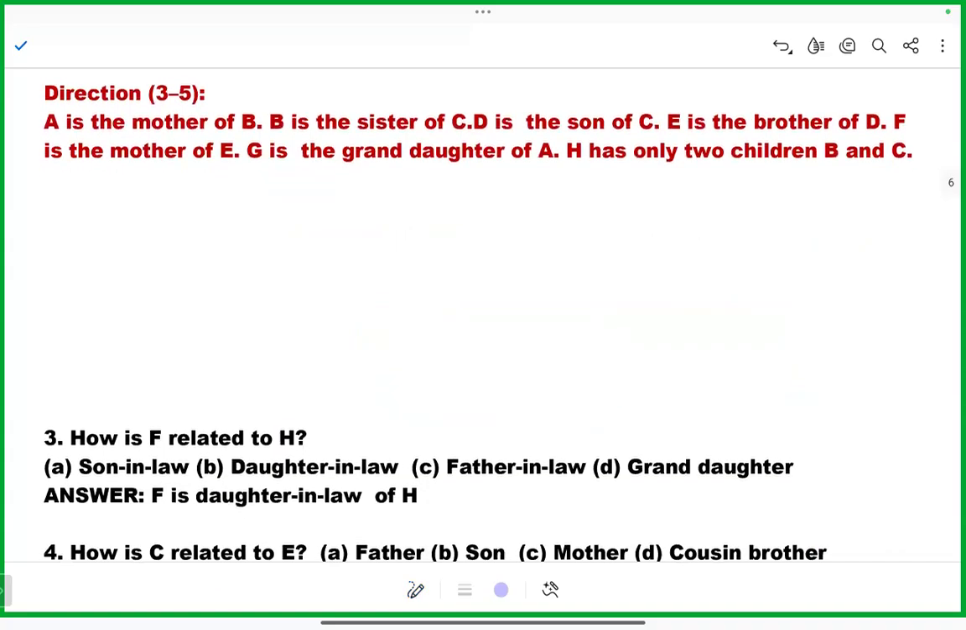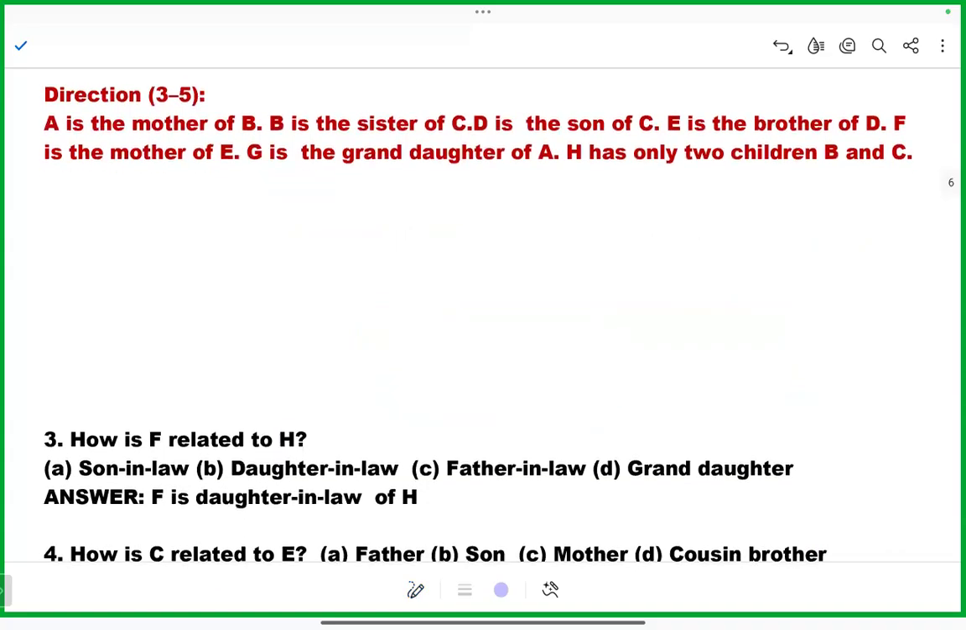Okay, so there are multiple questions here. Let's take it slowly. A is the mother of B. There are so many relations here. So A is the mother of B.